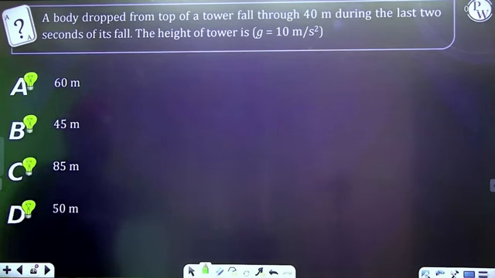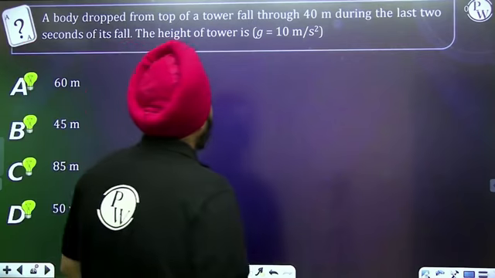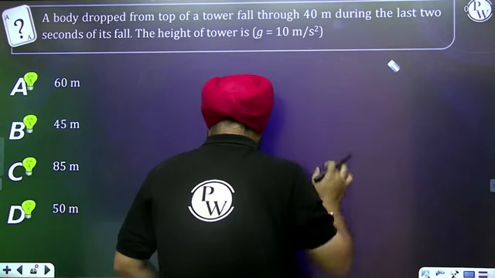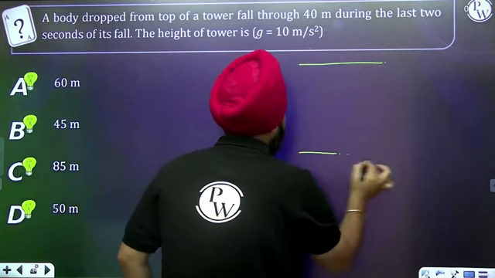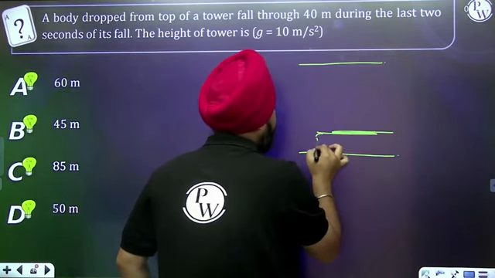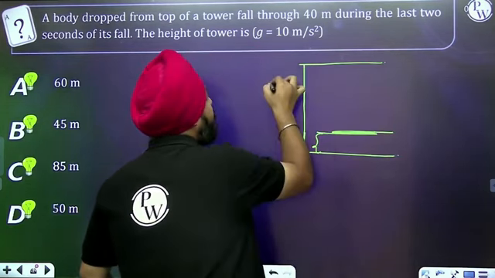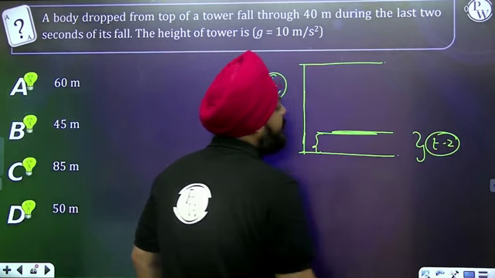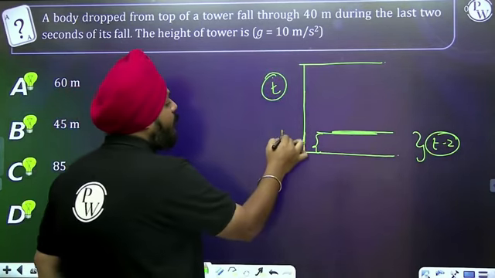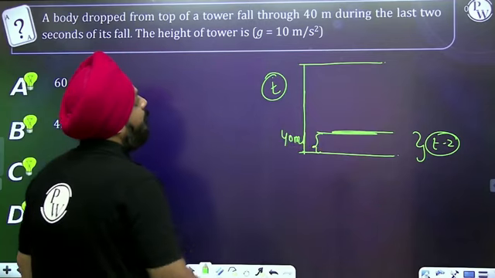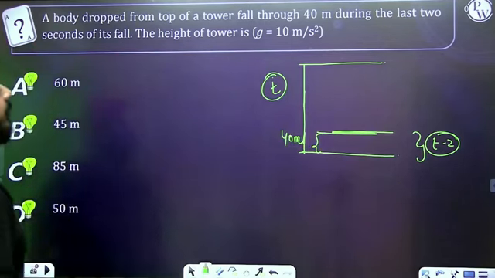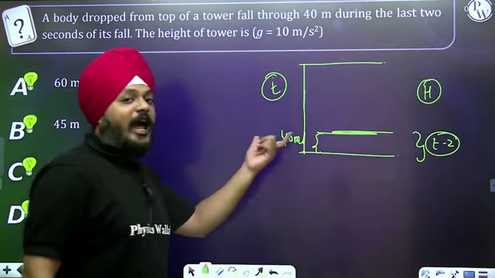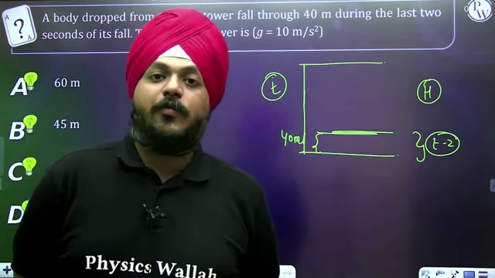A body dropped from the top of a tower falls through 40 meters in the last 2 seconds. The total time of fall is t. In the last 2 seconds, that is t minus 2 seconds, it covers a distance of 40 meters. What will be the height of the tower?